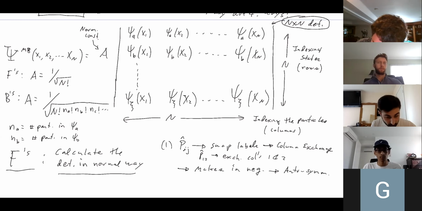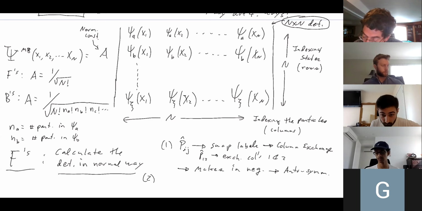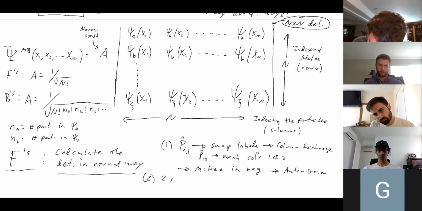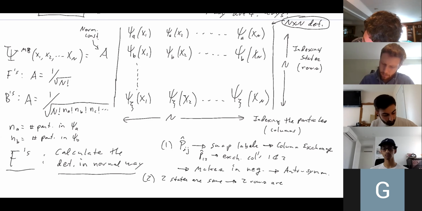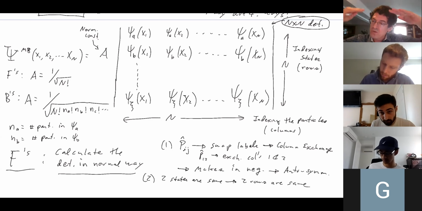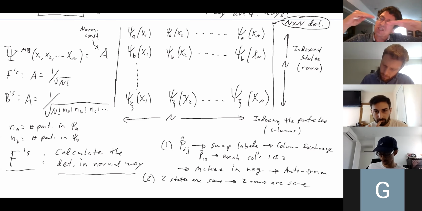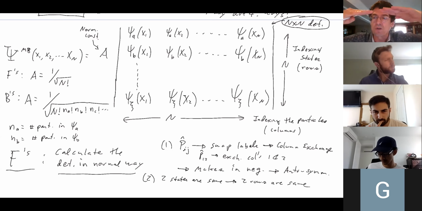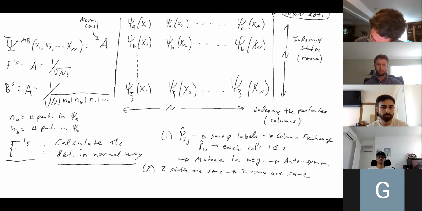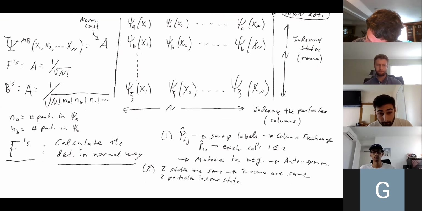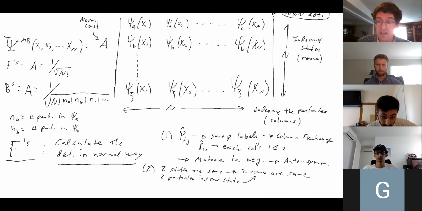And then there's something else to notice, which is really important. Suppose I have two states are the same. If two states are the same, then that means that two rows are the same. Can you see that? If I'm throwing the particles into the same state twice, that means that in my Slater determinant, two rows have to be the same. That's how you construct the Slater determinant, because every state that you throw the particle into is one of the rows. So if two particles go into the same state, then that means that two rows of my determinant are the same. All right, I want you to see that. I hope that makes sense.